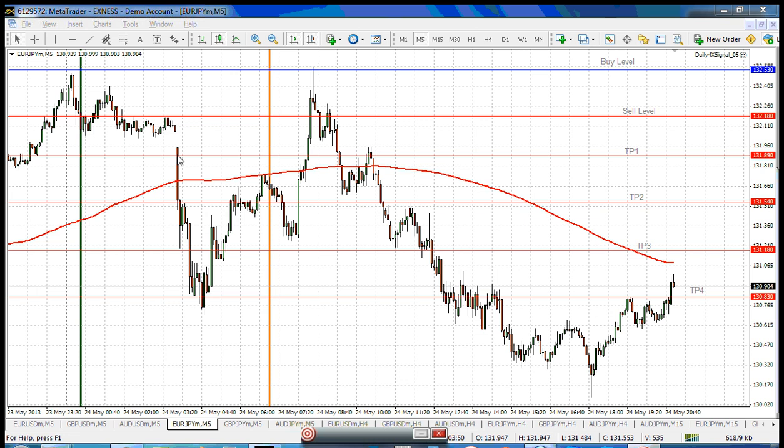Remember, we enter with 4 lots, that is 0.04 lots, or depending on your risk profile, and whether it's a micro, mini, or standard account, that depends on how many lots you will be putting in. But the standard is 4 lots get entered the moment the buy or the sell level gets triggered.